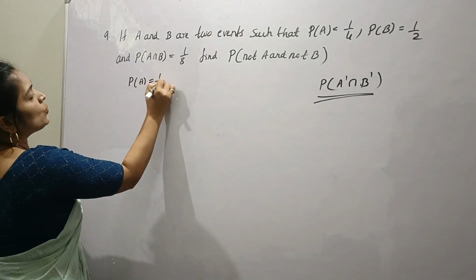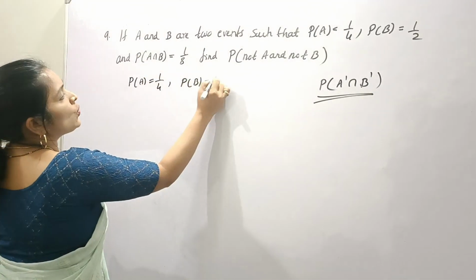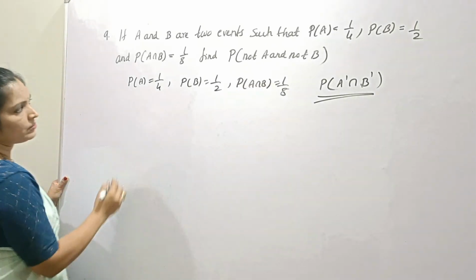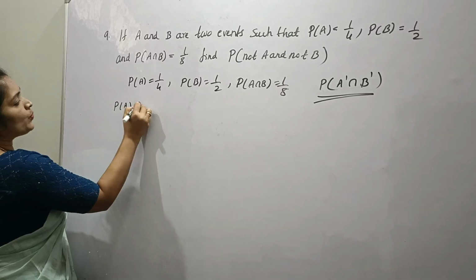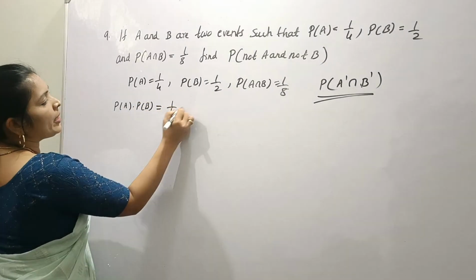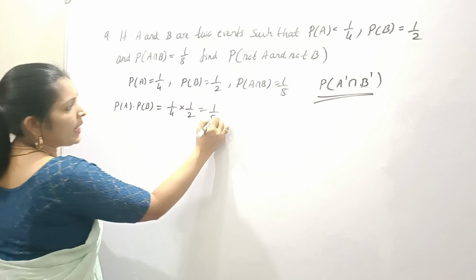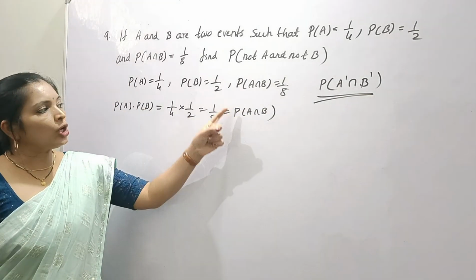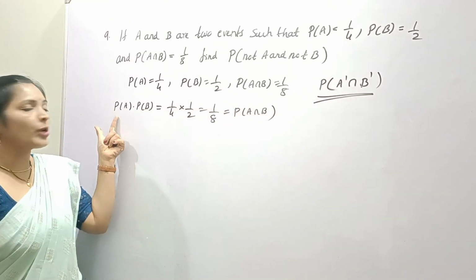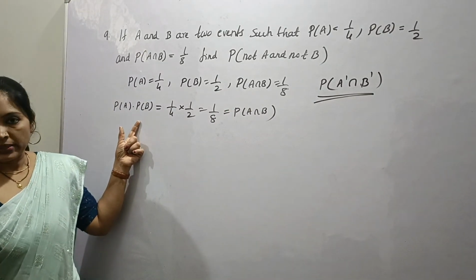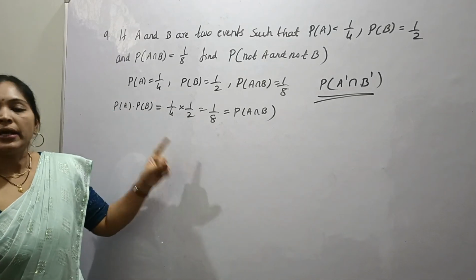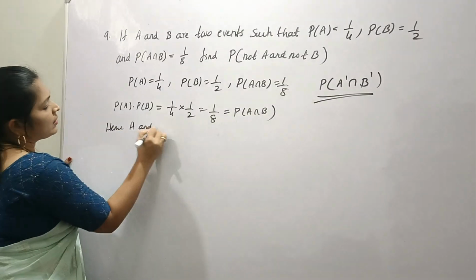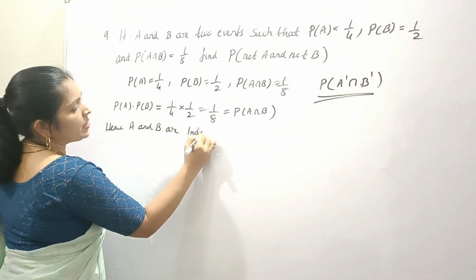Probability of A is equal to 1 by 4, probability of B is equal to 1 by 2 and probability of A intersection B is equal to 1 by 8. So here probability of A into probability of B is equal to 1 by 4 into 1 by 2, that is equal to 1 by 8, that is equal to probability of A intersection B. So we have got probability of A intersection B equal to probability of A into probability of B. Therefore, A and B are independent events.